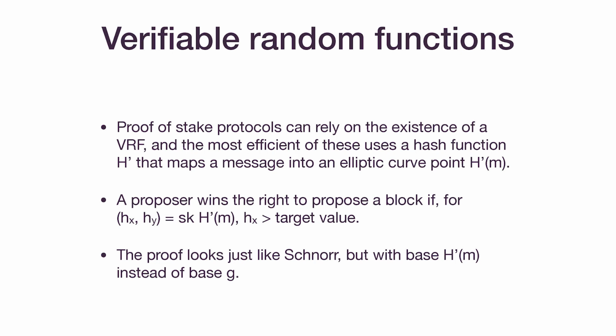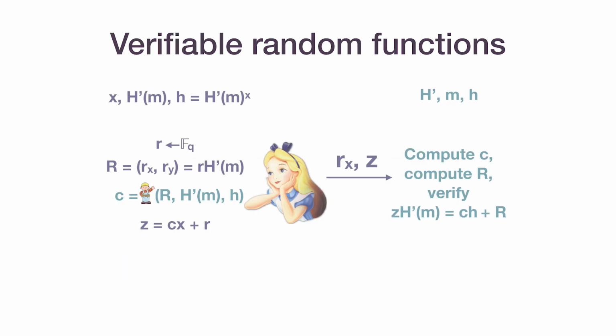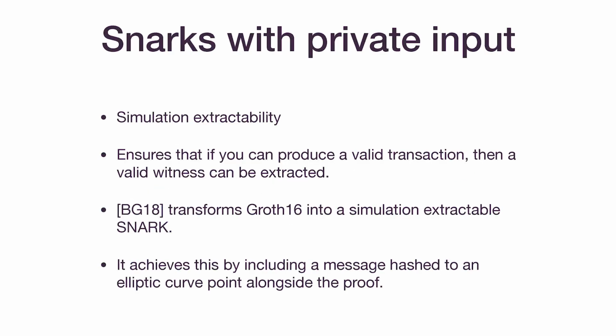So this proof looks just like Schnorr. If you're familiar with Schnorr, all of the h prime to the m here is you're proving that the number that you multiplied by h prime of m is your secret key. And as I said before, in Schnorr as well, you need to replace the verifier by a hash function. So here Bob is replaced by a hash function.